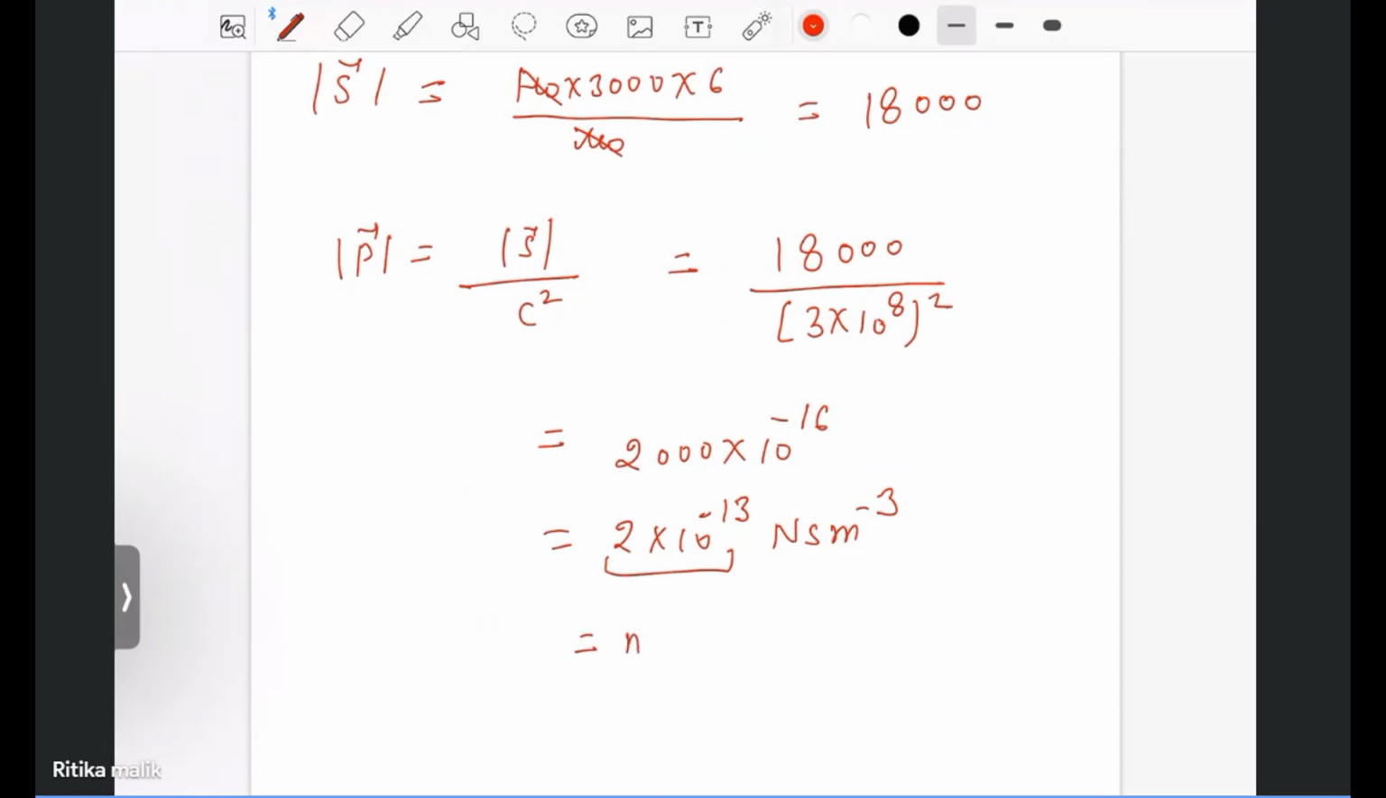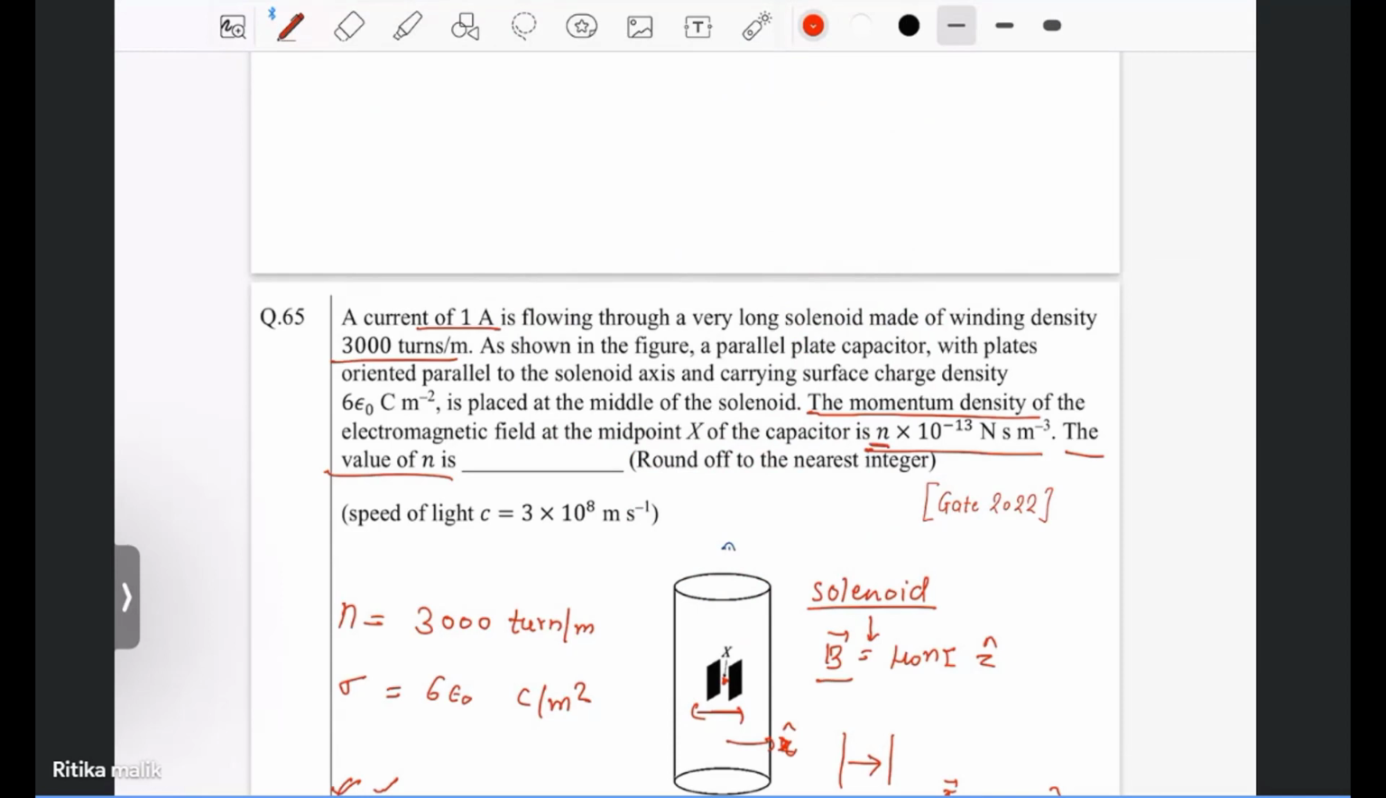So we have to compare it with the given answer, which is in the form of n into 10 raised to power minus 13. So that means n is 2. We have to find the value of n, which is 2. So this is the answer for this question.